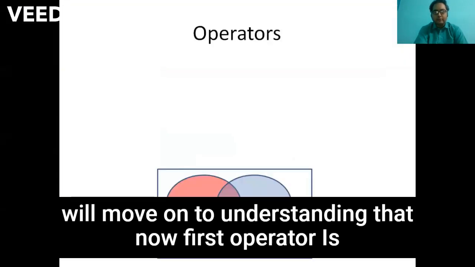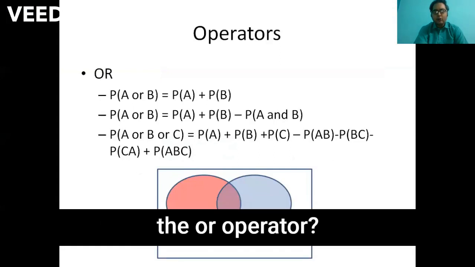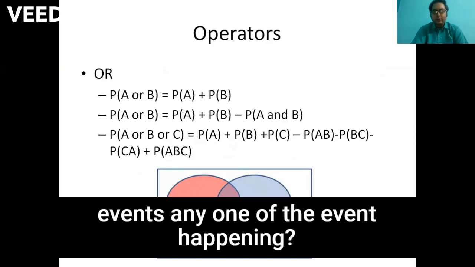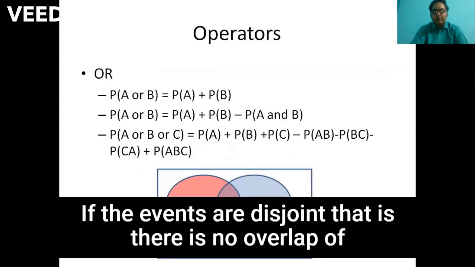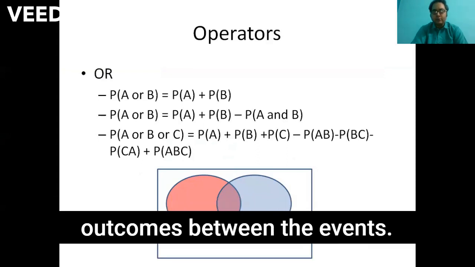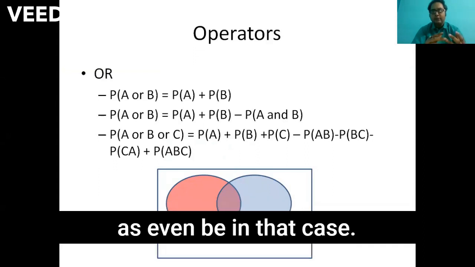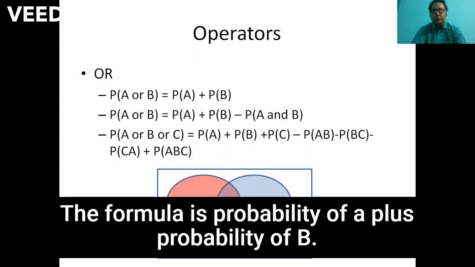First operator is the OR operator. In the OR operator, you are saying probability of A or B, two events, any one of the events happening. If the events are disjoint, that is, there is no overlap of outcomes between the events, no outcome is such that it can favor event A as well as event B. In that case, the formula is probability of A plus probability of B.